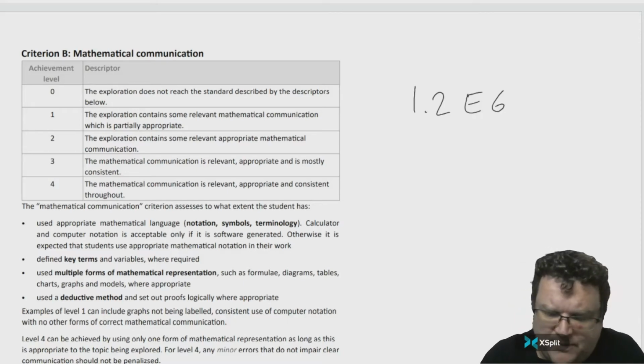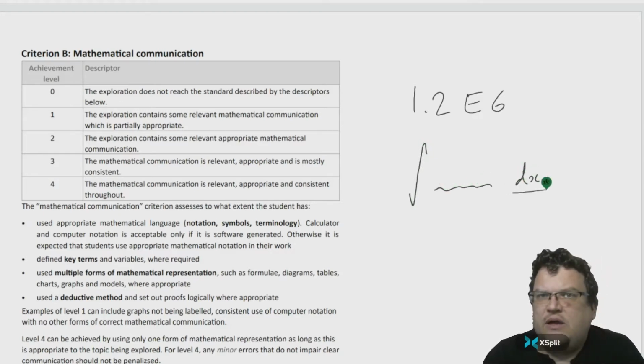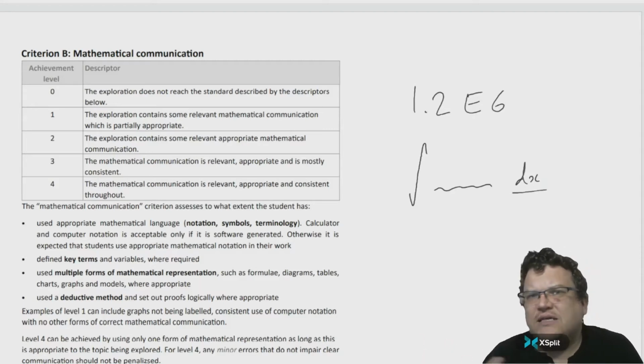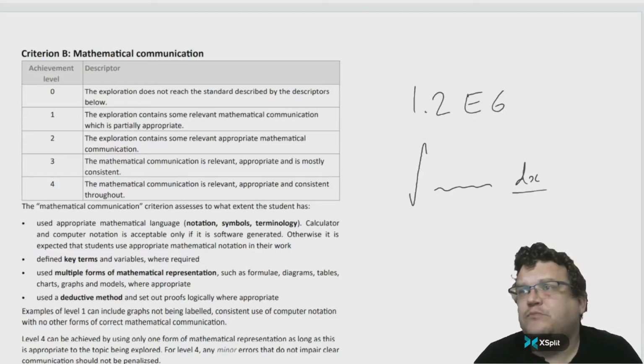Other examples we can see are things like people writing integrals without the dx. These are little slips, and they're the kind of thing that you're going to forgive yourself in your classwork, but in your IA, everything needs to be really on point here.